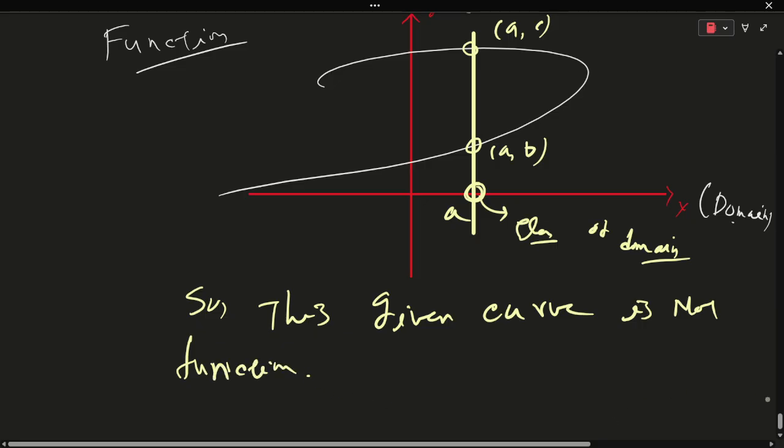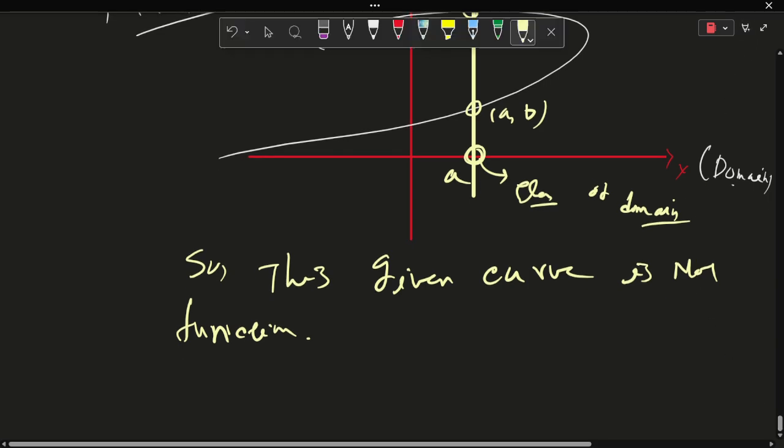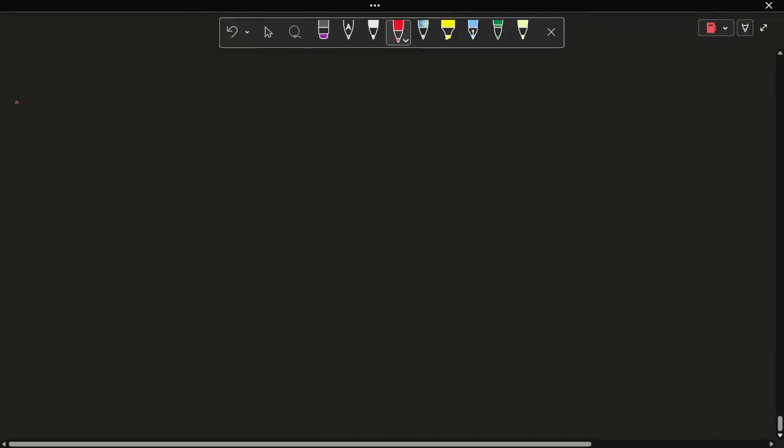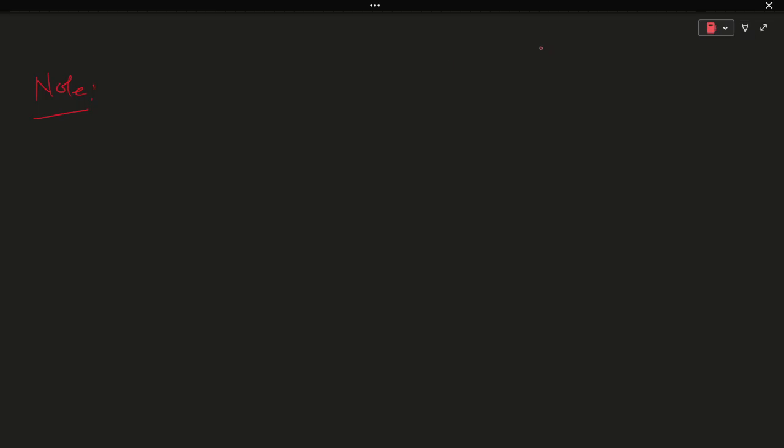Now the note for the vertical line test. What is this test? The vertical line test.